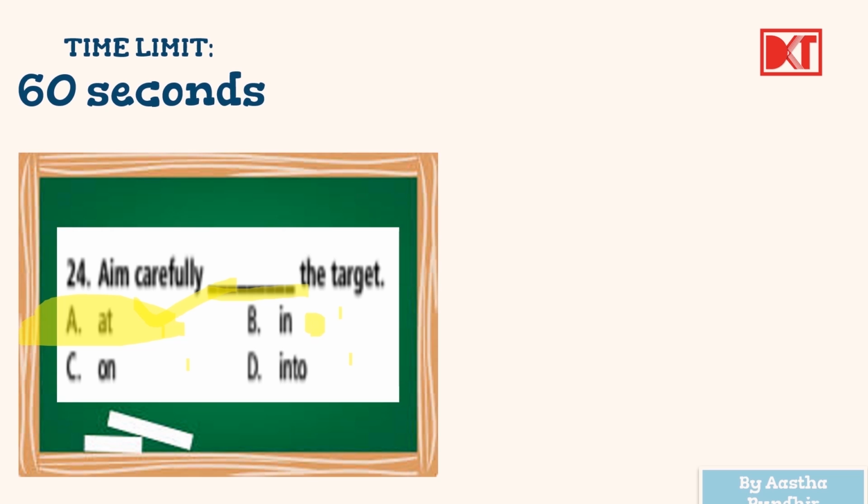Then in is used to talk about certain undefined time, duration, or some place. On talks about the surface of something or a specific date. Into talks about the inside of something.